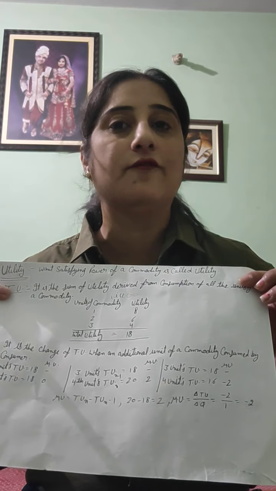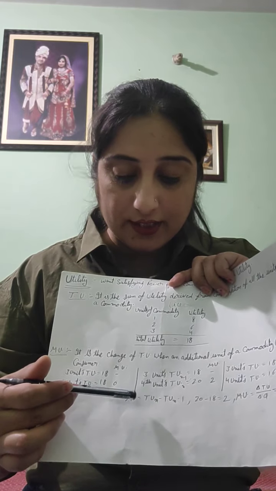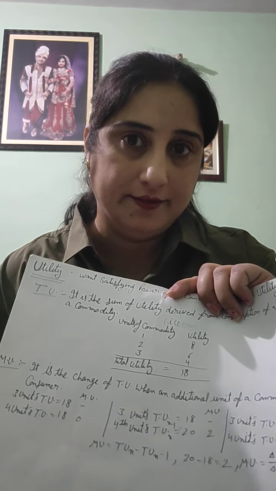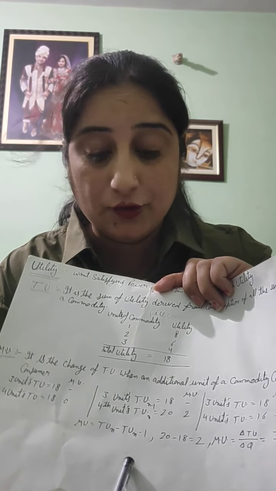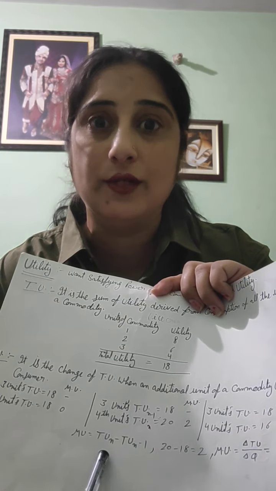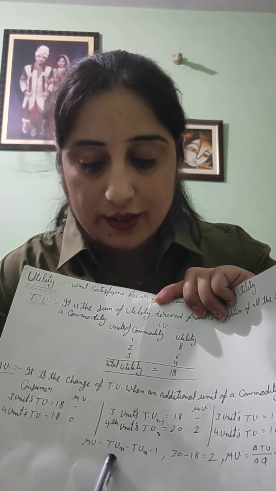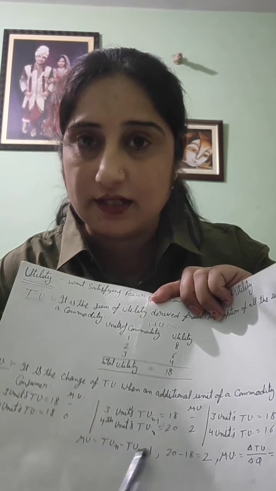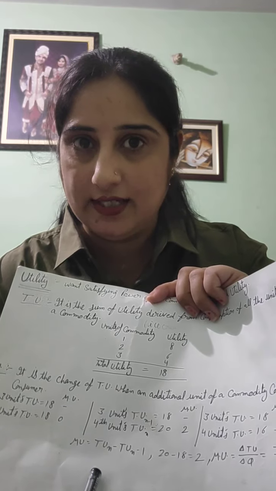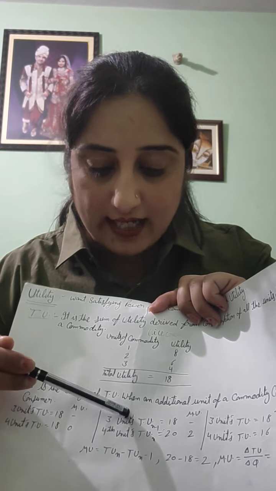By these formulas we can find the marginal utility. The first is: marginal utility is equal to total utility of n minus total utility of n minus 1. N is the unit for which we have to find the marginal utility, and n minus 1 is the previous unit. The difference between these two units' utility becomes marginal utility.